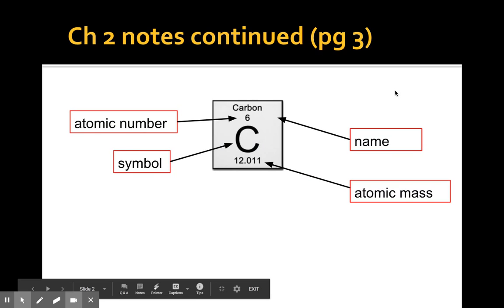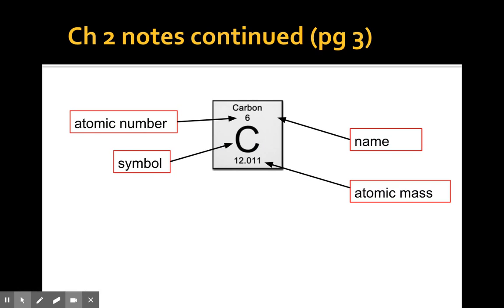All right, so on the periodic table, these are the 4 things that are shown in each box on the periodic table. So the atomic number is usually listed above the symbol. The atomic number identifies the element, and it also identifies the number of protons in the element, which we'll discuss more in a bit. The symbol is usually in the middle. It's usually a 1 or 2 letter symbol. The name is on top.